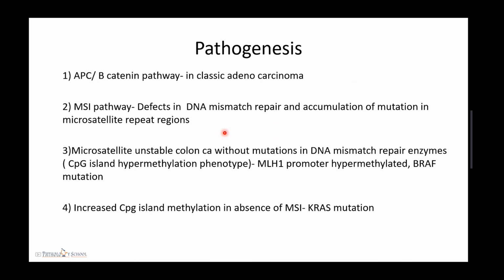Microsatellite unstable colon carcinoma is another mechanism, with mutations in the DNA mismatch repair genes. The MLH1 promoter is hypermethylated in this condition and there is a BRAF mutation. So it is without mutation in the DNA mismatch repair genes. This is because MLH1 is getting hypermethylated and there is a BRAF mutation. Fourth is increased CpG island methylation in the absence of MSI. So in this CpG island methylation, there is KRAS mutation.